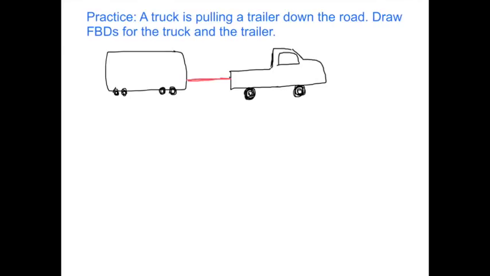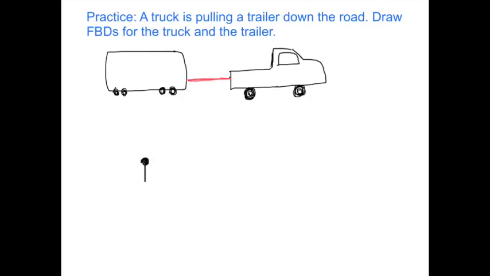So let's do some practice. A truck is pulling a trailer down the road. Draw free body diagrams for the truck and for the trailer. So this problem is asking us to draw an FBD for each object in the situation. Let's look at the trailer first. The trailer is behind the truck. We'll represent it as a dot.